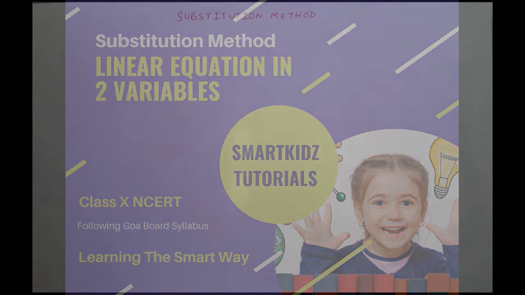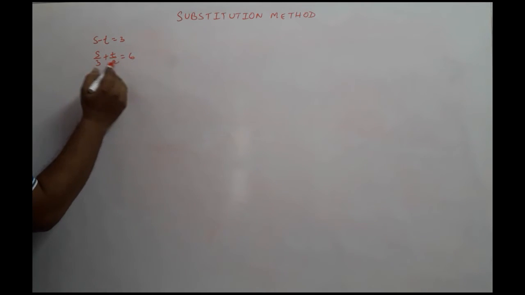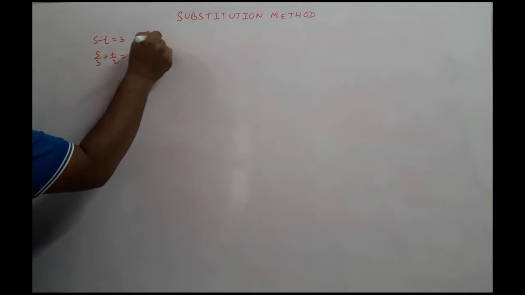Hello students, so we continue with substitution problems, as in solving problems based on the substitution method. Let's go to the first problem. The first problem says s minus t equal to 3 and s upon 3 plus t upon 2 equal to 6. Now in case of this second part, this we can mark as 1.